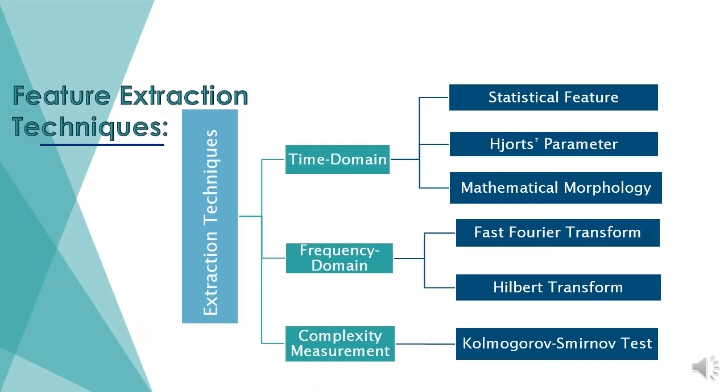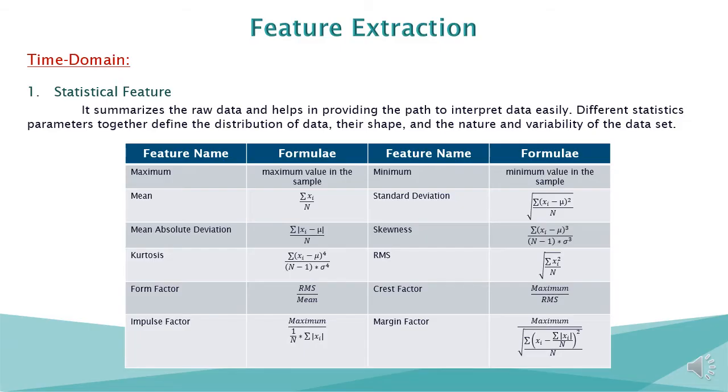After we processed our data, the next step is feature extraction. The feature extraction methods used here can be classified into three categories: the time domain, frequency domain, and the complexity measurement. In the time domain category, the first method is the collection of statistical features, as these features altogether define the properties of the signal. The features are maximum, minimum, mean, standard deviation, mean absolute deviation, skewness, kurtosis, RMS, form factor, crest factor, impulse factor, and margin factor.